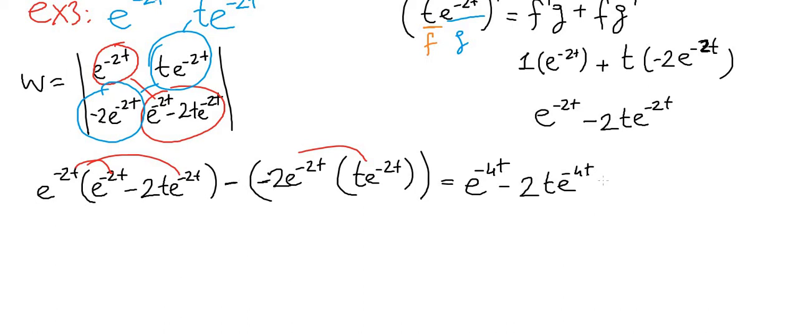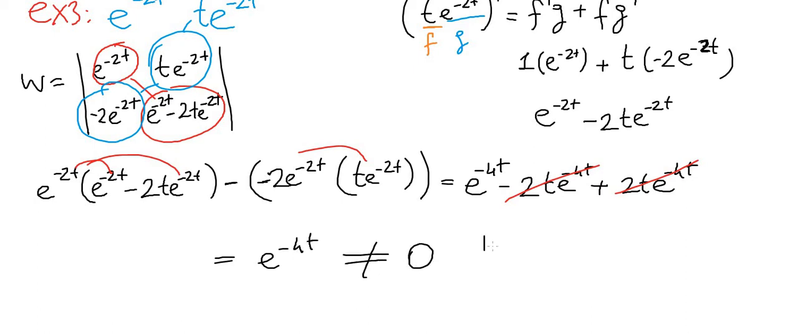Negative times negative is positive, and 2 times t is 2t, and e to the negative 2t times e to the negative 2t will be e to the negative 4t. So these two are exactly the same term with positive and negative sign. So the answer is e to the negative 4t, which is not equal to 0. So our functions are linearly independent.